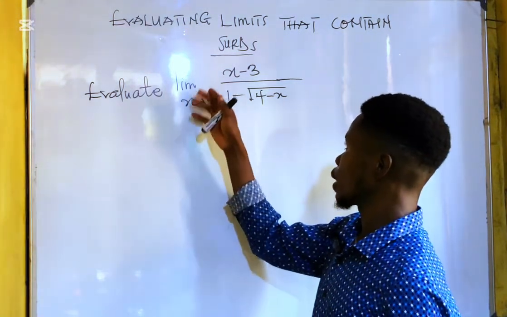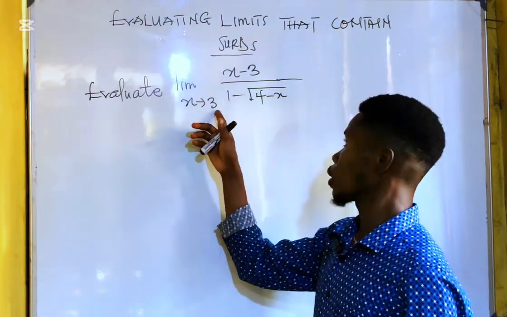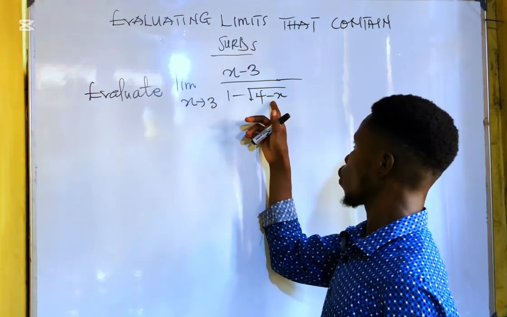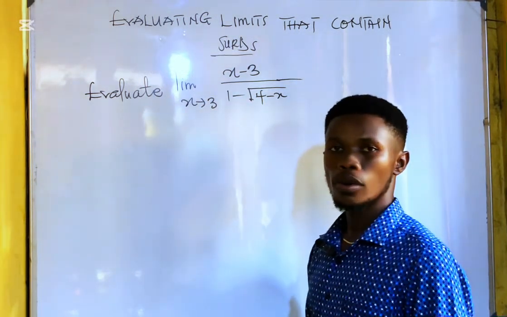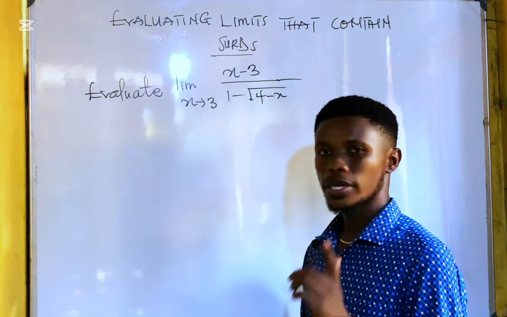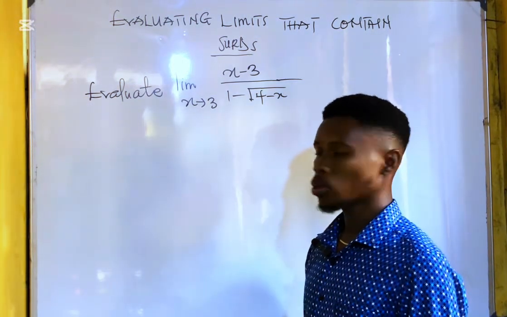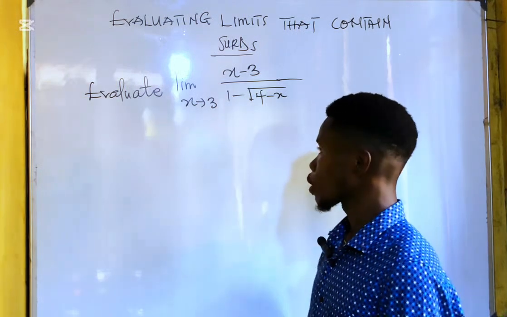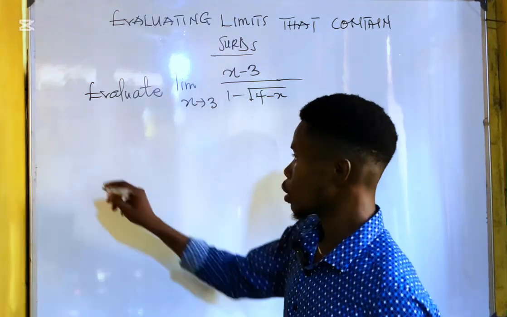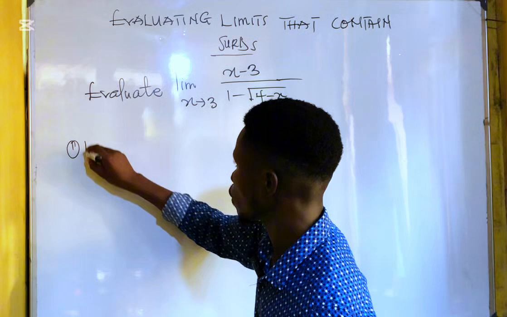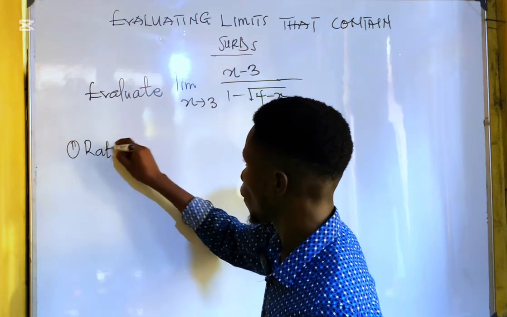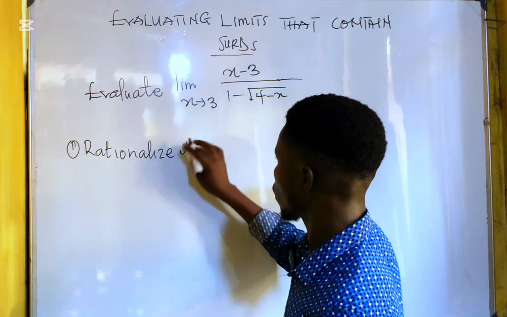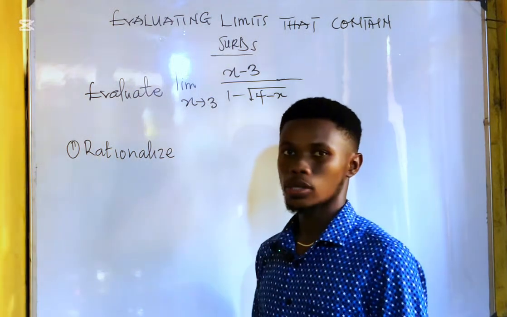The limit as x approaches 3 of x minus 3 over 1 minus the square root of 4 minus x. How do we solve a question like this? The first thing you have to do is rationalize it, okay? So the first step is to rationalize.